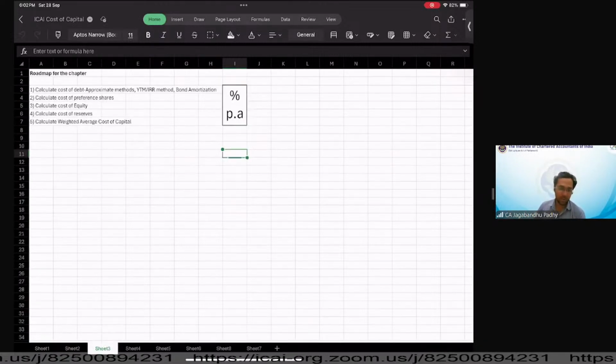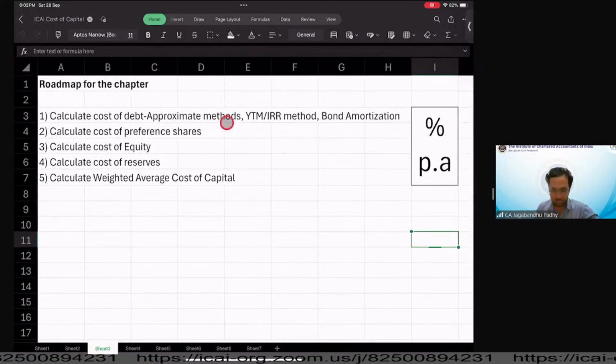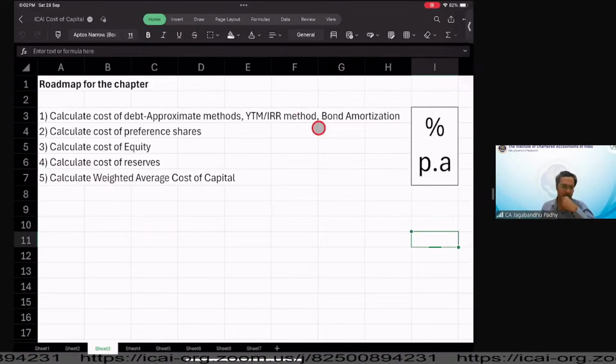Then we went ahead and understood that we're going to calculate the cost of debt by the approximate method. The YTM or IRR method is also done. We are going to also see what's the bond amortization. Then we are supposed to calculate the cost of preference share. Again, cost of preference share is already covered by us.